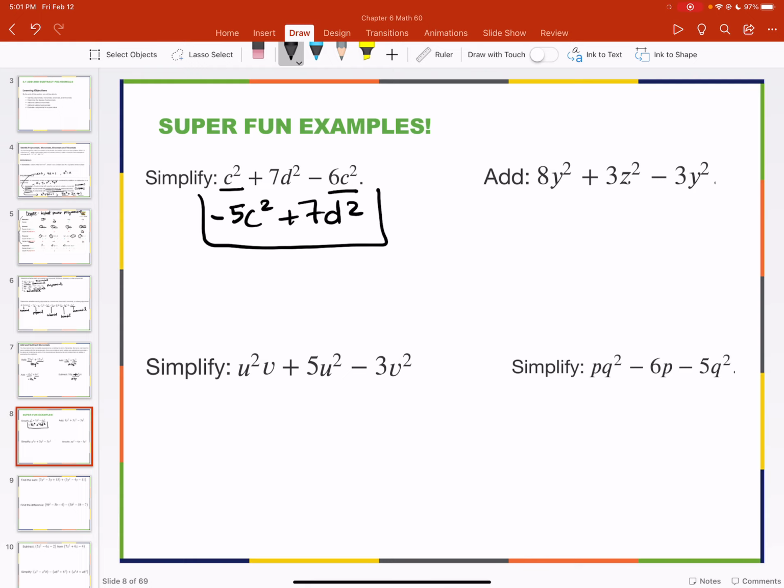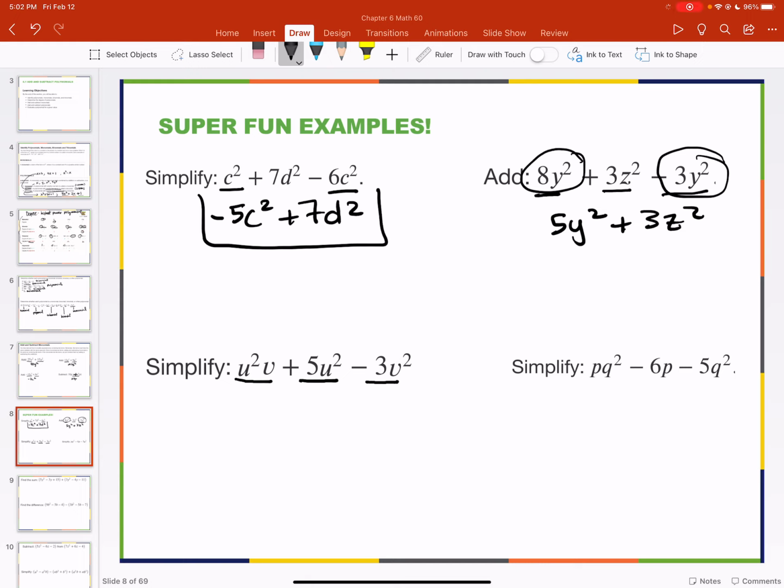So then let's see here, we have 8y squared plus 3z squared minus 3y squared. We can only combine the y squared terms. So this is going to be 5y squared. And we can't combine the z, so we leave that there. So 3z squared.